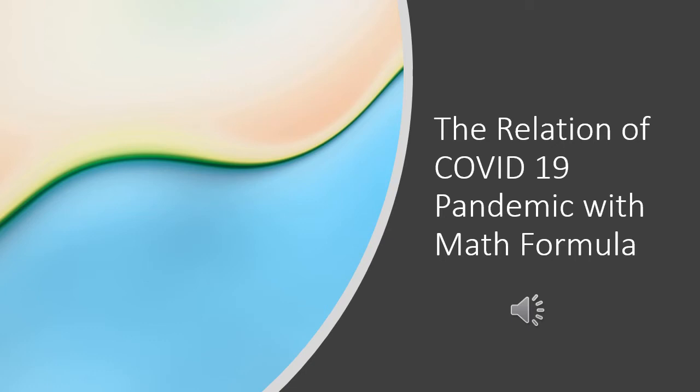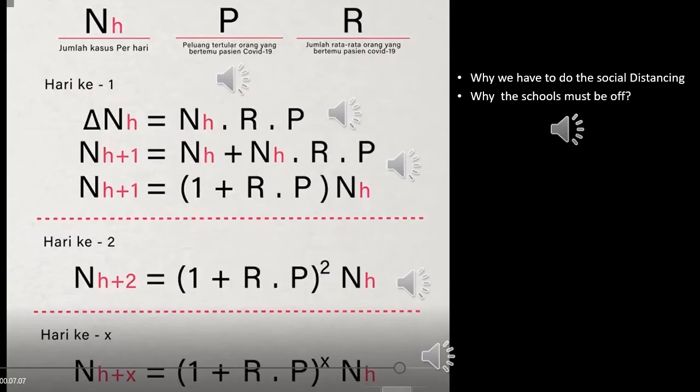The relation of the COVID-19 pandemic with a math formula. If n is the number of cases each day, p is the probability someone gets COVID-19, and r is the average number of people who meet each other. If the difference each day is delta n, then delta n will equal n multiplied by r multiplied by p.